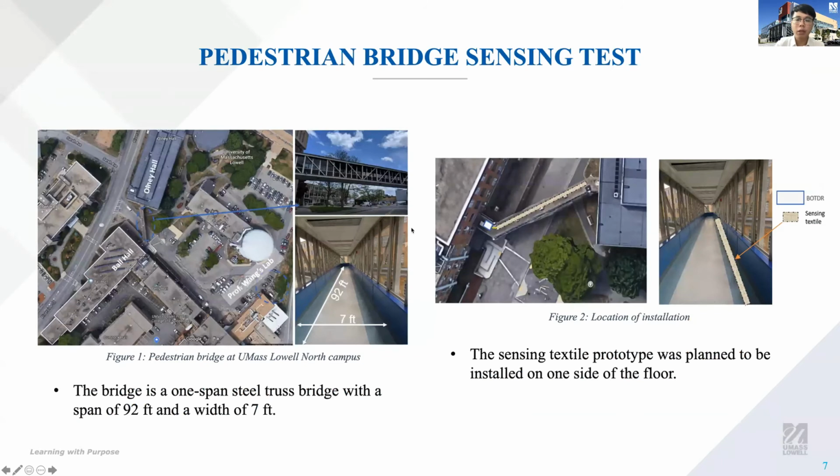Next, I will talk about the application of our sensing textile: the field test on the pedestrian bridge on our campus. The bridge is a one-span steel truss bridge with a span of 92 feet, and the sensing textile prototype was planned to be installed on one side of the bridge.